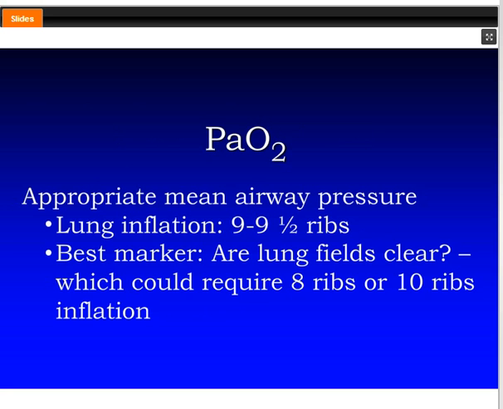PaO2 is achieved best by an appropriate mean airway pressure where typically the lung is inflated to 9 and 9.5 ribs. But remember, can't stress this enough, the best marker is are our lung fields clear. And this might require an 8-rib inflation or a 10-rib inflation. So that's what you're really looking for.